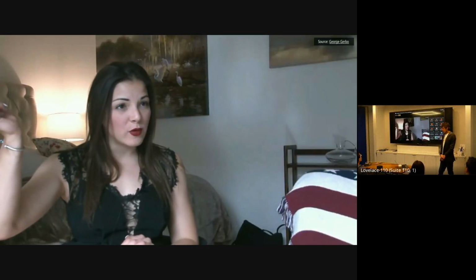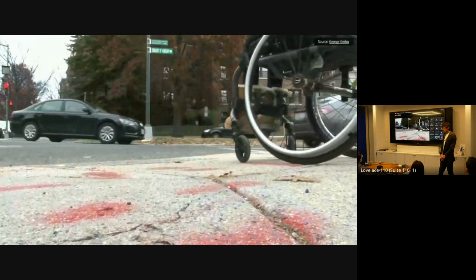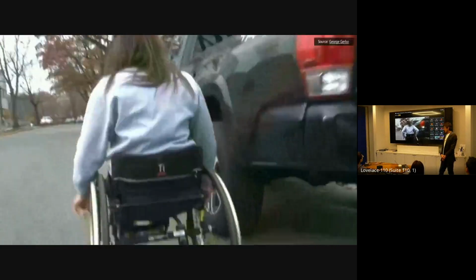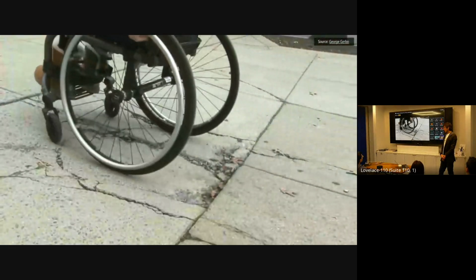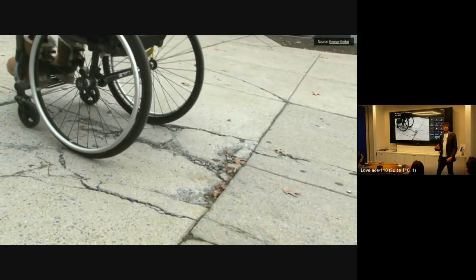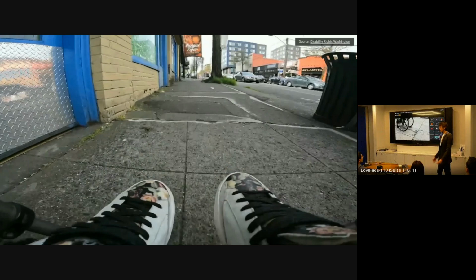When I go to school in the mornings, I don't take the sidewalks. I actually take the street, and they shout at me from their cars. They're like, "Get off the road!" And it's like, I can't actually use the sidewalk. So someone who can't actually use the sidewalk is then yelled at for going onto the road so that they can just be mobile.